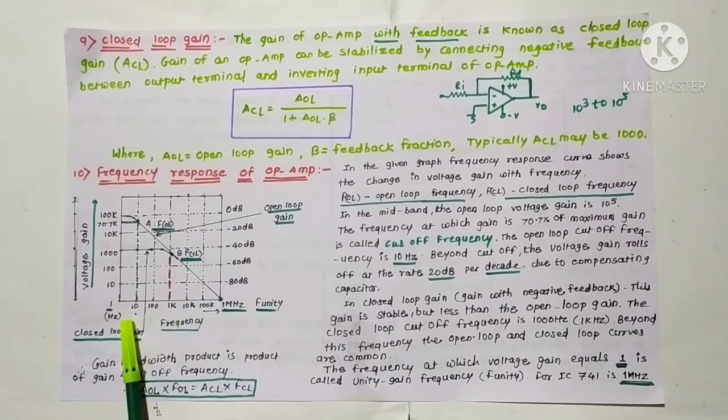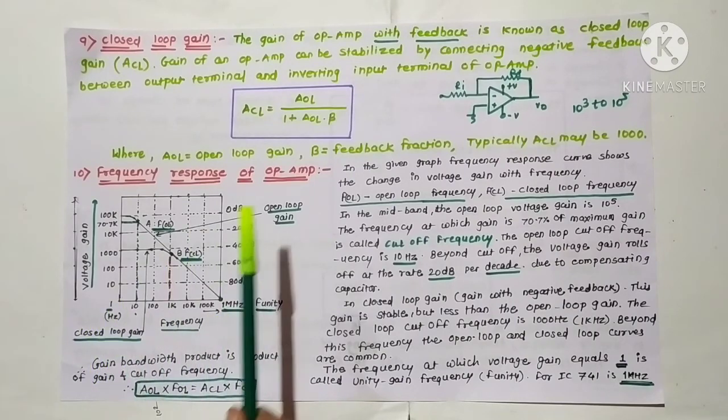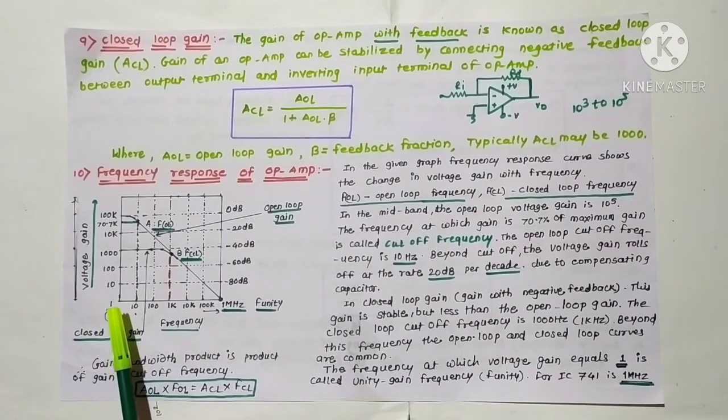So from this graph, the frequency at which the voltage gain is equal to 1, the unity gain, is called the unity gain frequency, denoted by F unity. For this gain of 1, F unity is equal to 1 megahertz, meaning at 1 megahertz the gain of this operational amplifier is 1. Simply we say that it is a unity gain follower.